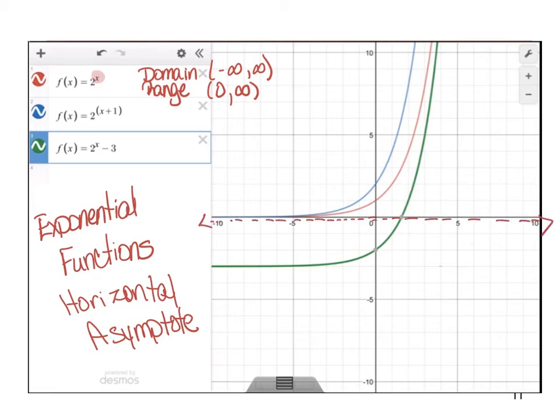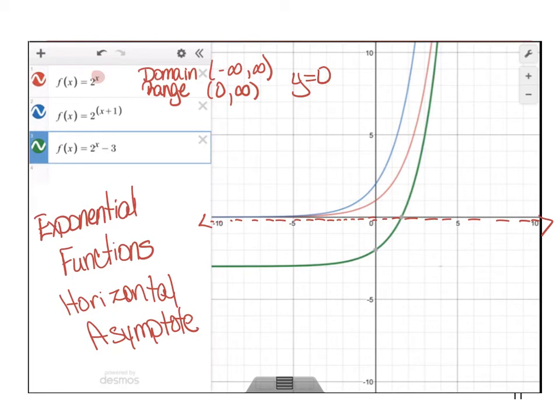My horizontal asymptote right here is y equals 0. That means my red graph approaches 0, but it never touches it. So that is my horizontal asymptote. And exponential functions only have horizontal asymptotes. They do not have any vertical asymptotes. We're talking about horizontal asymptotes.